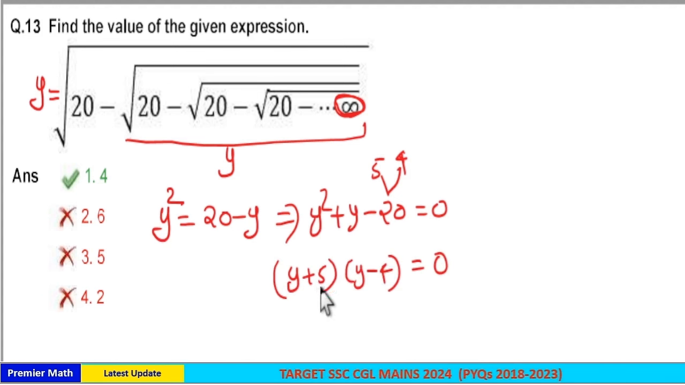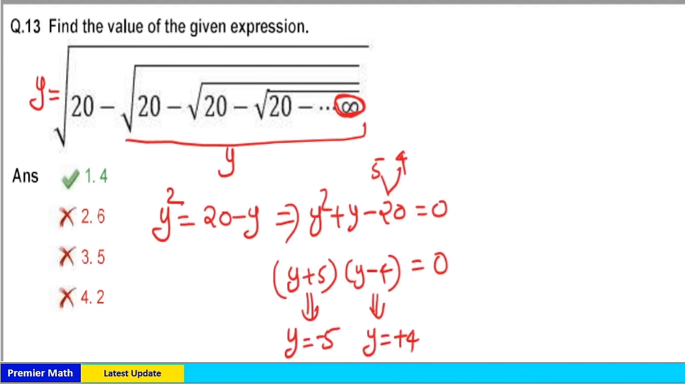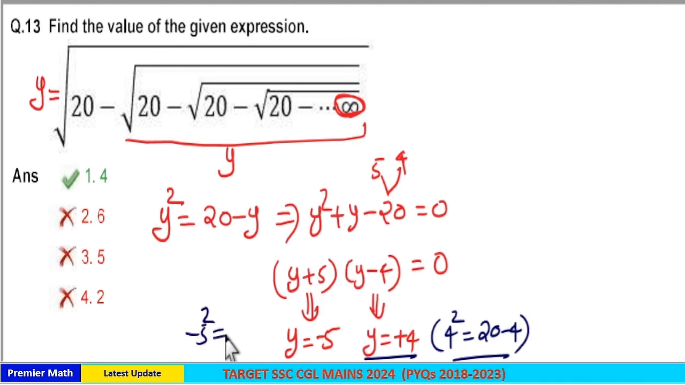That is, here plus 5 into minus 4 is minus 20, and plus 5 minus 4 is equal to plus 1. Now from this, y can be minus 5 or y can be plus 4. But here we take y is equal to plus 4, because 4 square is equal to 20 minus 4, which is correct. But here minus 5 square is not equal to 20 minus 5. So this is not possible.